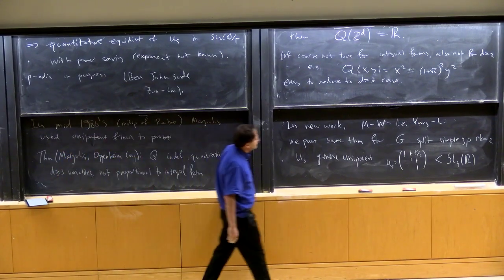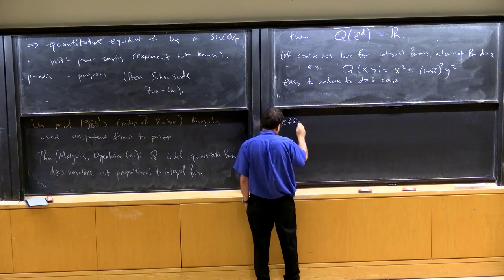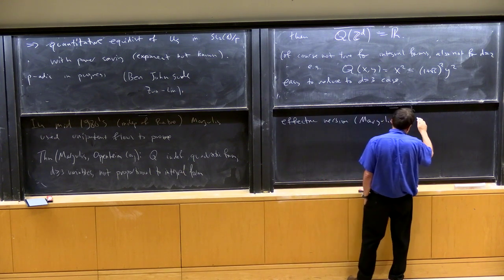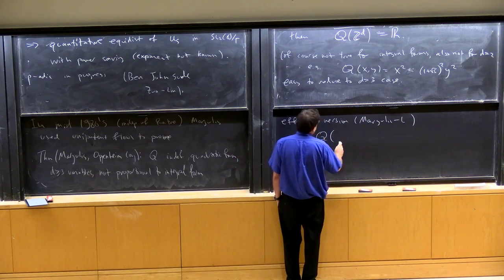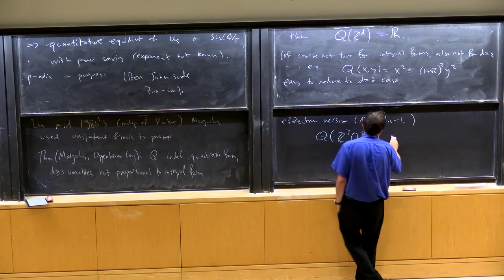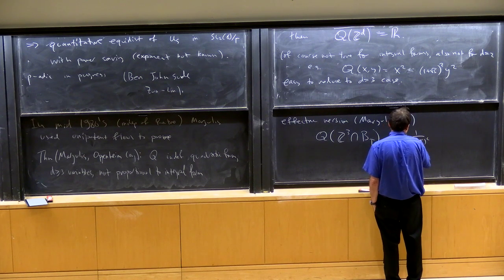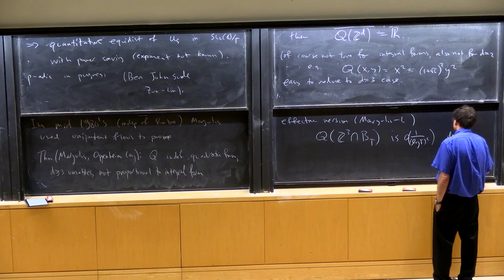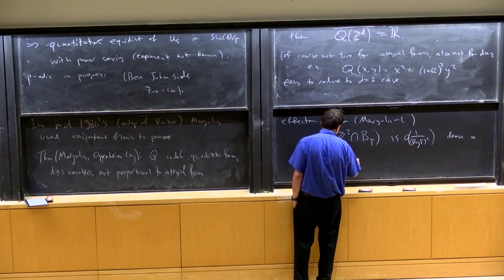An effective version of this was given some years later by Margulis and myself, maybe 10, 12 years ago. What we showed is that if you take the integers and intersect them with a ball of radius t, then the values of this finite set are 1 over log t to some power dense in the interval x less than some constant log t to some power.